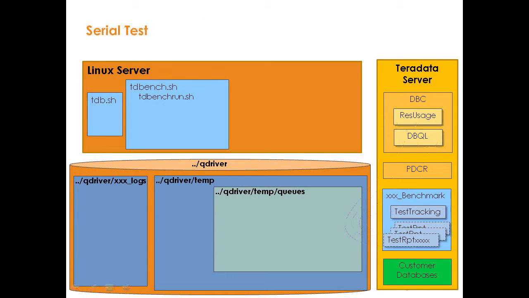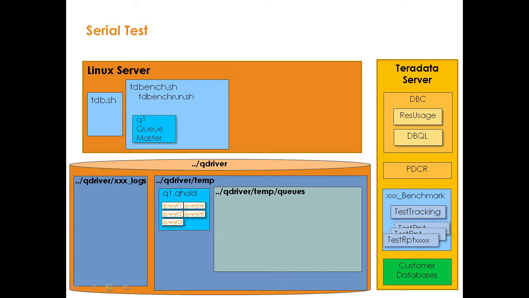Let's start by looking at a simple serial test. When you run a test, you use the define statement to give the test a name, which assigns a run ID in the test tracking table. The queue statement merely defines a file to hold the queries for the test. You can queue groups of queries from a directory, a wildcard search, or one at a time enclosed in quotes. You can also use the worker statement to define how many workers will be associated with the queue.